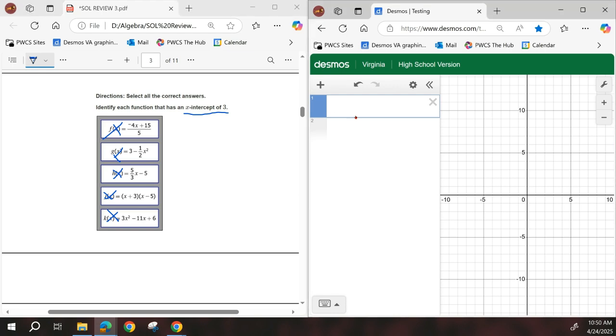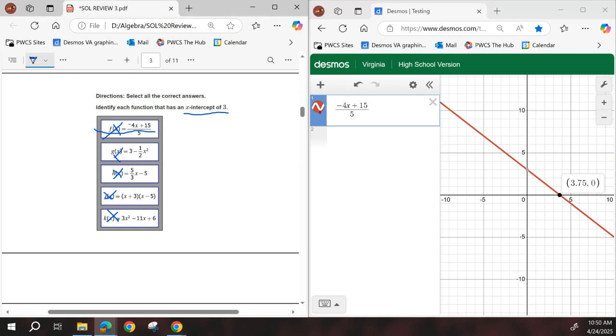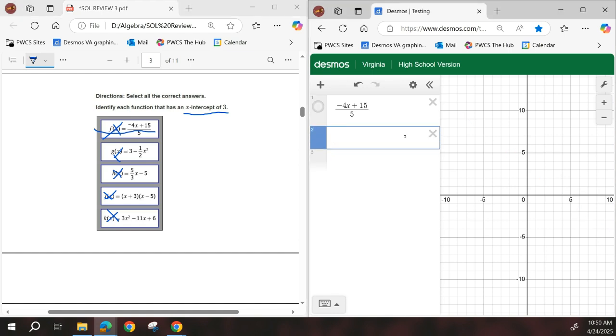So when I put negative 4x plus 15, and then I want to divide that by 5, I can actually highlight that and click the divided by 5. It's going to graph it for us. This one's a straight line. We can go find the x-intercept. It'll be gray. It's not 3, so that does not have an x-intercept of 3. So I could eliminate that as an answer choice. And you could delete this out, or you could just turn it off and put the next one in there.